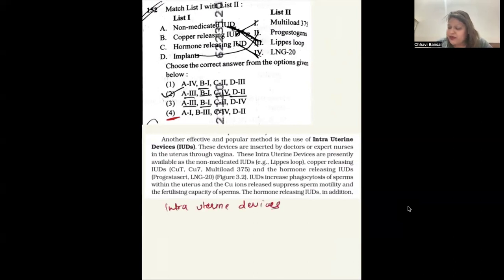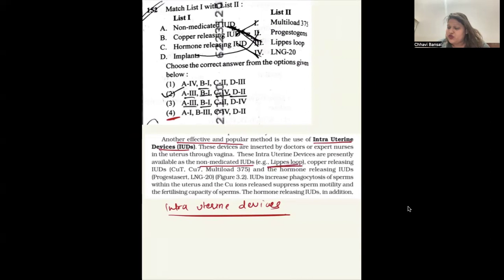These devices are implanted inside the uterus that will prevent the fertilization, but sorry, not fertilization, that will prevent the implantation. So there's a paragraph that is given in NCERT that says, another effective popular method is intrauterine devices. These devices are inserted by the doctors and expert help in the uterus through vagina. Right? These devices are presently available as non-medicated IUDs. Means these devices do not contain any medication or any specific ions that will help in contraception.